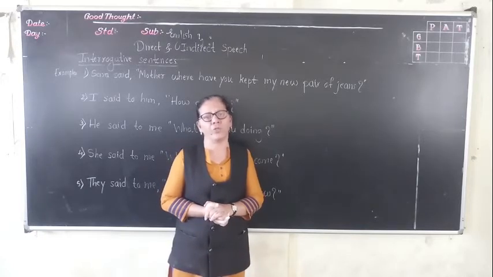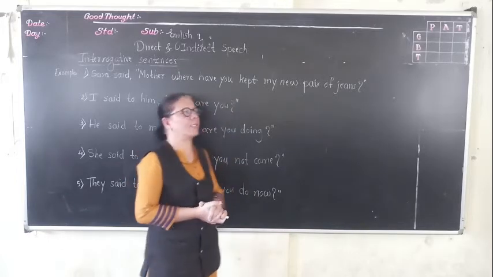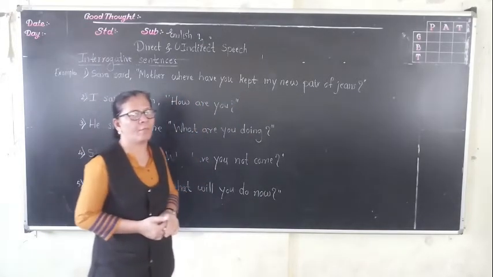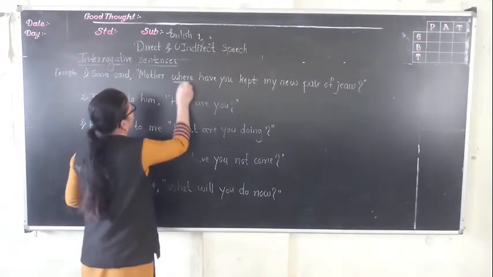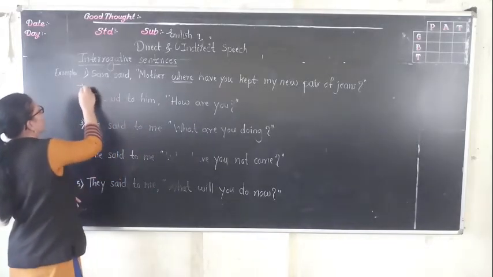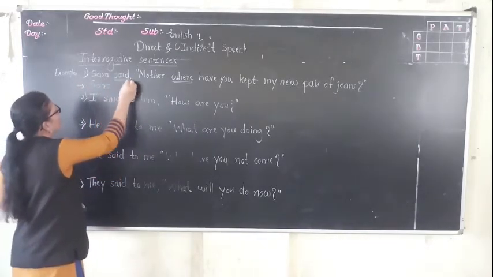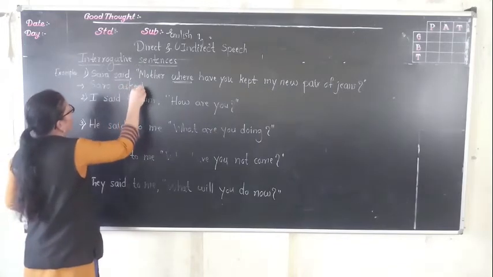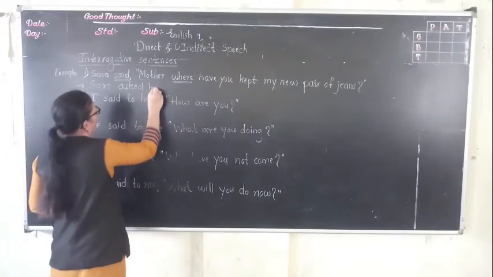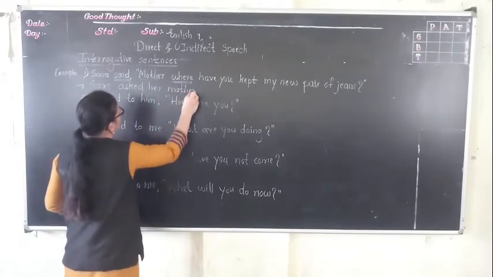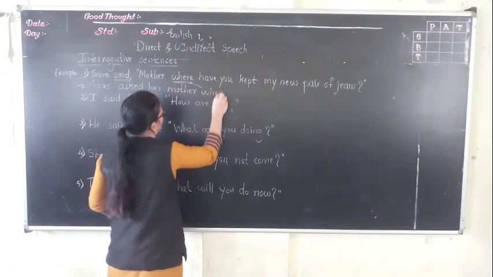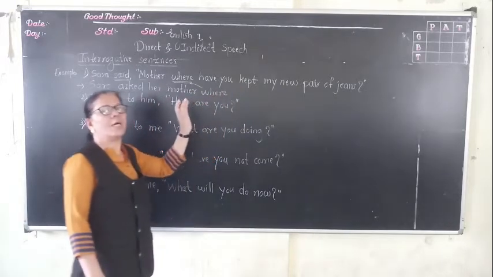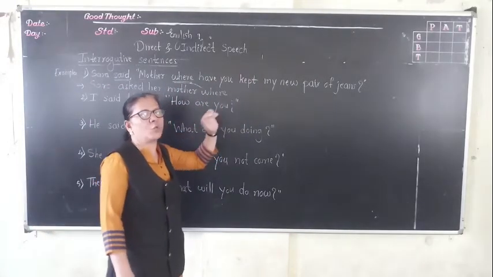So let us see how to change interrogative sentences. So first example, Sarah said, "Mother, where have you kept my new pair of jeans?" Now here, where, WH word. So Sarah, reporting verb said, will change into asked. Sarah asked, whom did she ask? Her mother. Sarah asked her mother. The question word will come as it is, where. Now this is a question, it will change into an assertive sentence. The interrogative sentence will change into an assertive sentence.